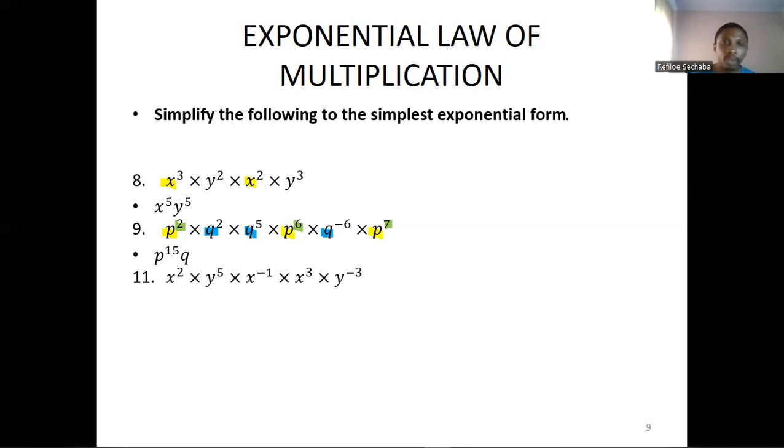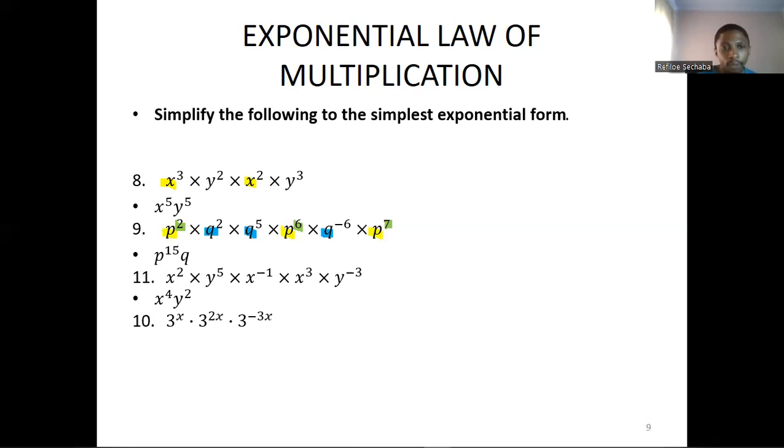Let's do this one quickly. Note that we are multiplying everything here. Start with the x's. What are you going to get? X to the exponent of 4. What about the y's? It is y to the exponent of 2. So it's x to the exponent of 4 times y to the exponent of 2. What about this one here?